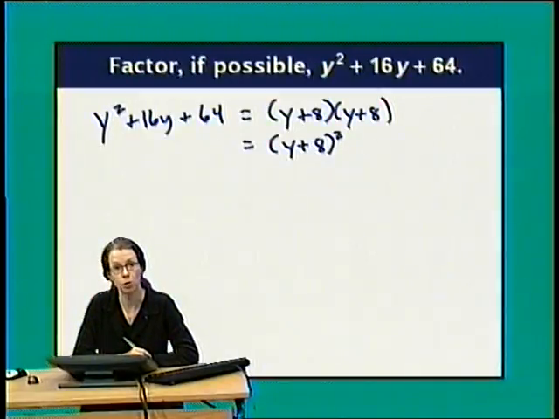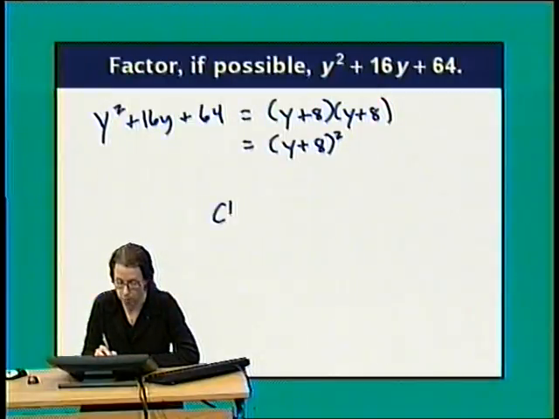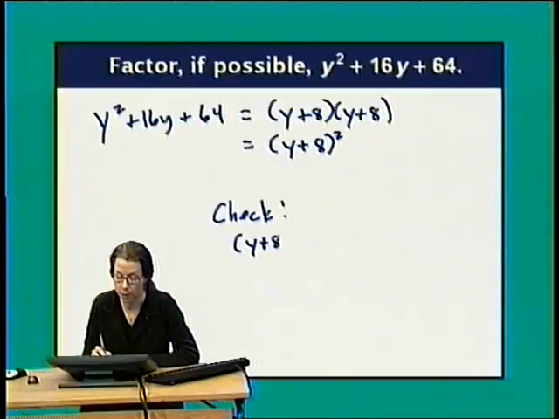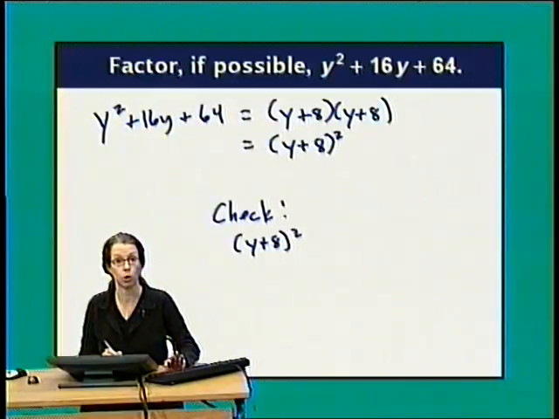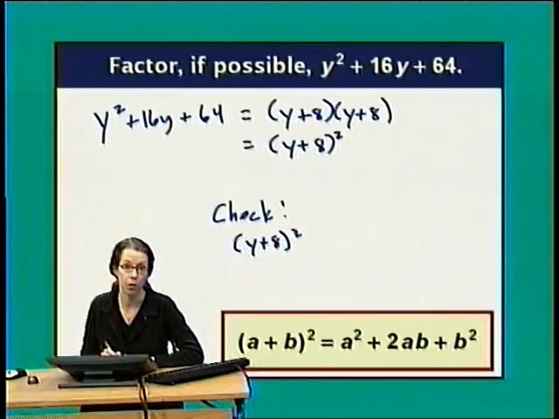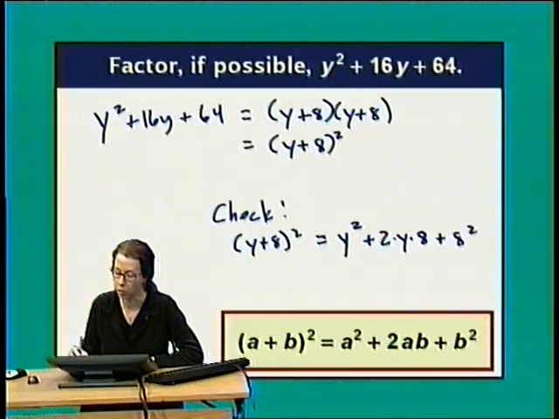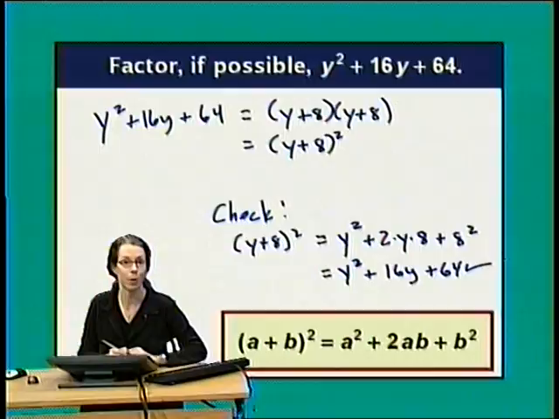Now when I check, I'm going to do something a little bit different here. Rather than using FOIL, when I do check my factorization, I'm going to use my special product. Remember, a plus b quantity squared is a squared plus 2ab plus b squared. Let's use that for our check. So I have a squared plus 2ab plus b squared. That's y squared plus 16y plus 64. That's exactly what I wanted.